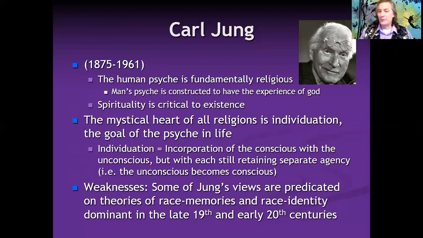Okay, you can see some weaknesses, theories of race identity, race memories. We're actually going to cover some of that. But still, Jung gives us this idea that religion is just natural in humans. It arises on its own. In that case, he kind of agrees with Emil Durkheim, although Durkheim seems to come from the approach that society puts religion on you. Jung says it tends to come from within you, and then it adapts to the society around you.